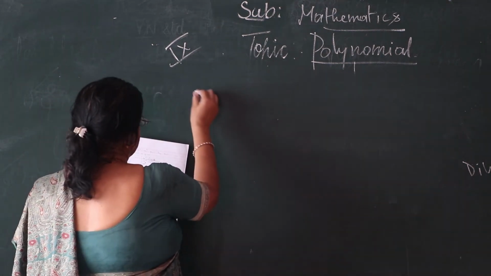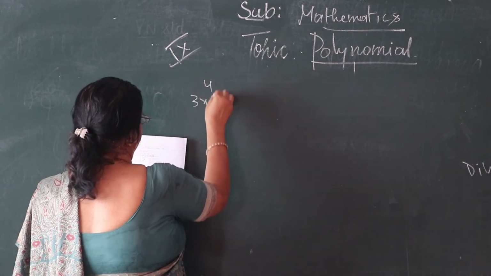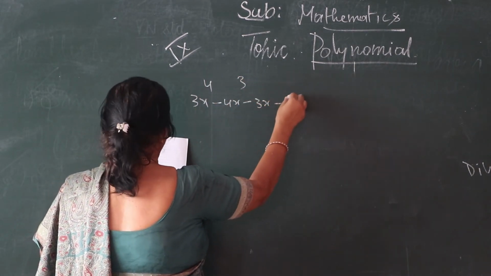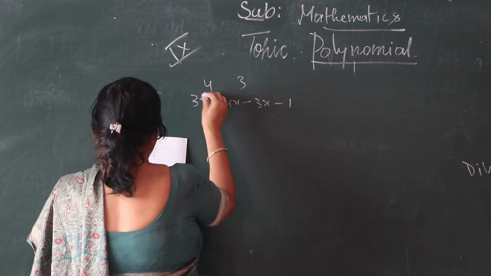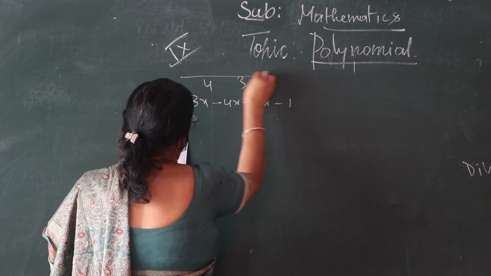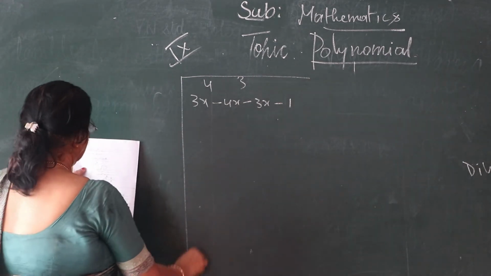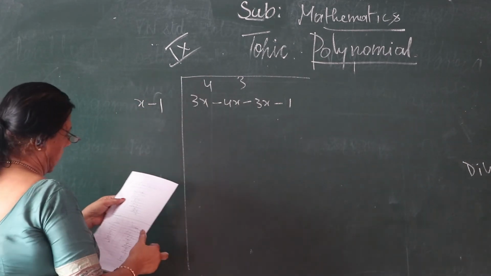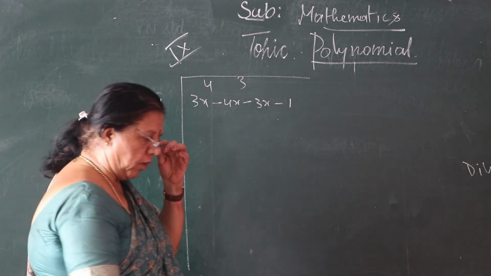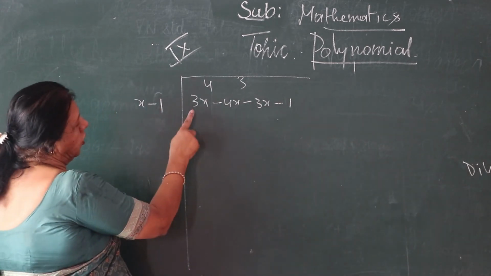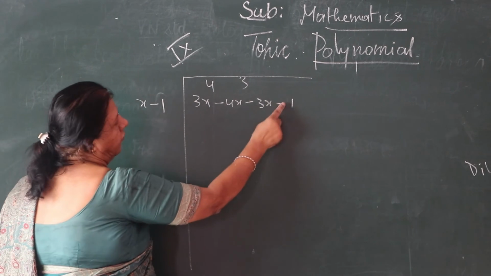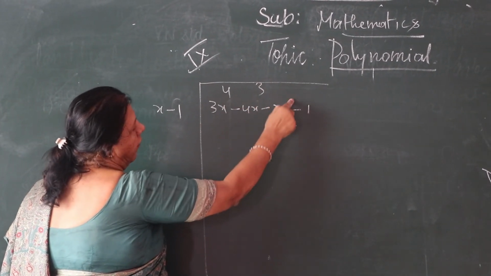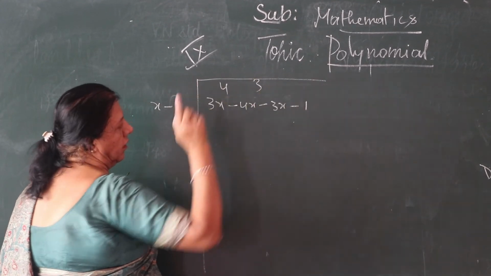So here 3x to the power of 4 plus 4x cube minus 3x minus 1. This is the dividend. And this is the divisor, x minus 1, they have given. So what I told you? First you have to think of the arrangement of numbers: 3, 4, 0, 0, 3, 1.